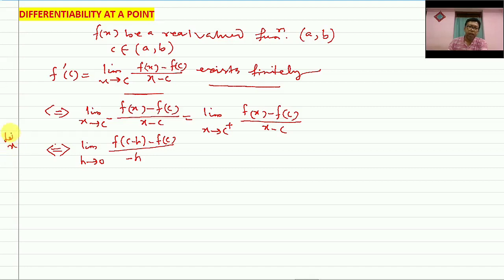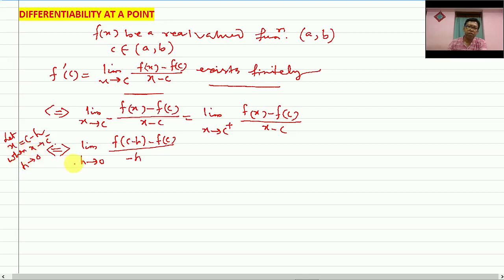Say x is equal to c minus h when x tends to c minus. This minus is nothing but the directional sign. Actually x is proceeding to c from the left side of c. So then when x tends to c, then obviously this h tends to 0. For this we have written here h tends to 0. And what will be x minus c? Obviously from this one, x minus c is equal to minus h. For this in denominator I have written minus h.